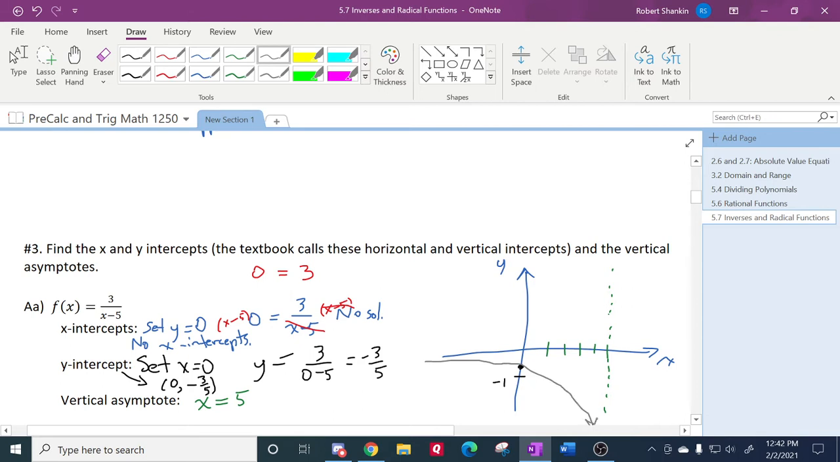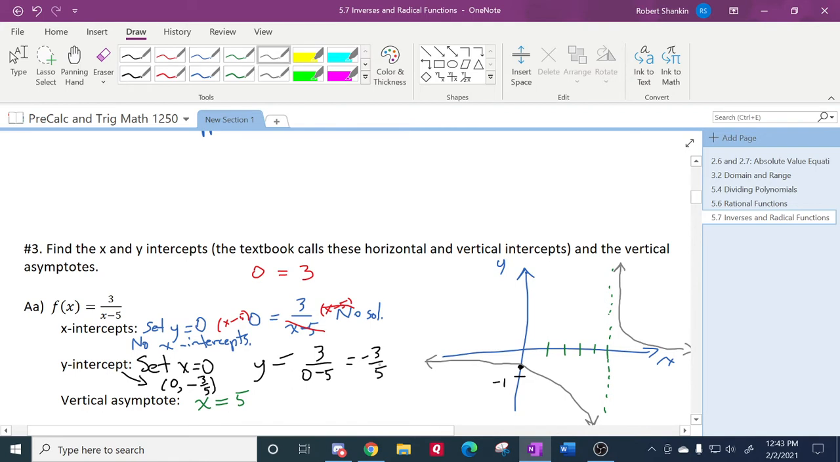It's infinitely close to that vertical asymptote. And over here it's going to go like this, getting infinitely close to that vertical asymptote, like that. The part about the asymptote should make sense.